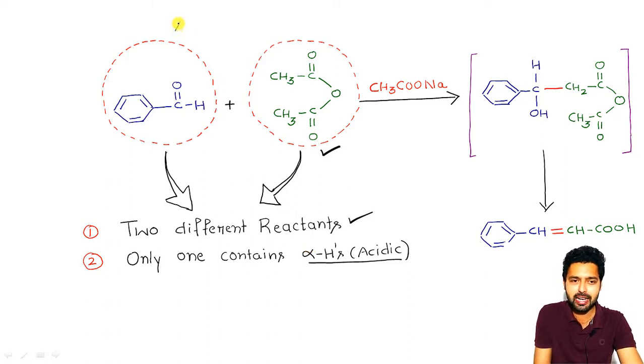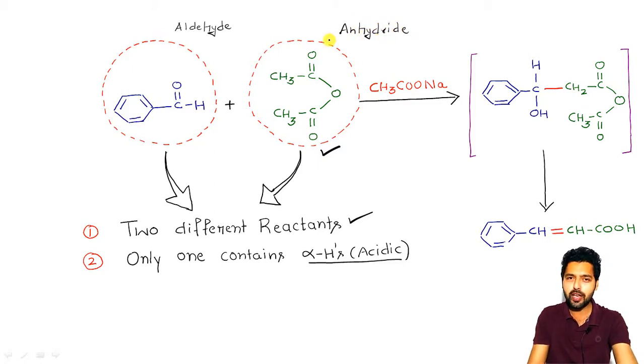I mean, this is the aldehyde here. On the other hand, the second reactant is neither an aldehyde nor a ketone. It is a molecule of anhydride. Okay, so it is very clear that although the reaction may go similar to that of a cross aldol type of reaction, actually it is not a cross aldol type of reaction. It is the Perkin reaction we are talking about, right? It is the Perkin reaction, guys.